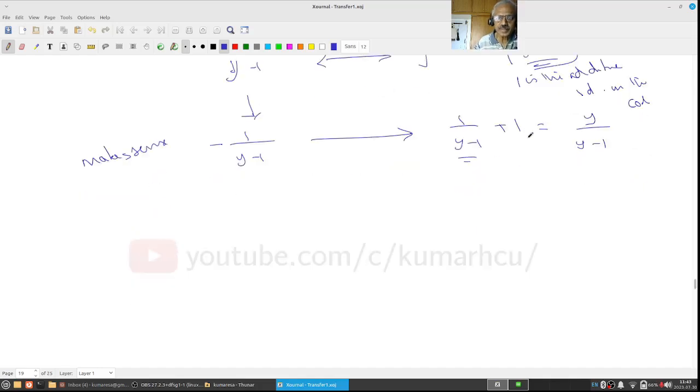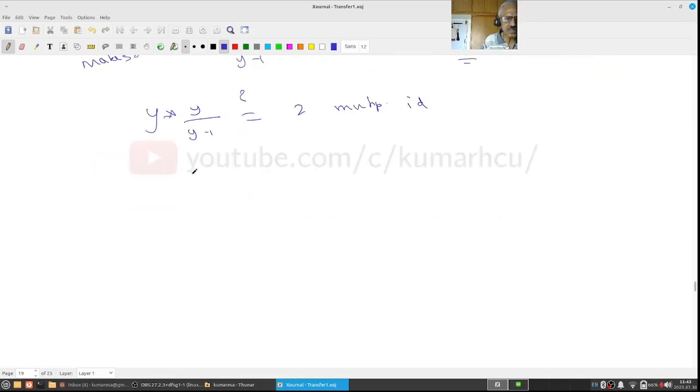Are you following? Now let us check whether y star y by y minus 1 is equal to 2. This is the multiplicative identity, right? But what is this? This by definition is ordinary multiplication, y into y minus 1, that is by 1, minus y by y minus 1 plus 2.